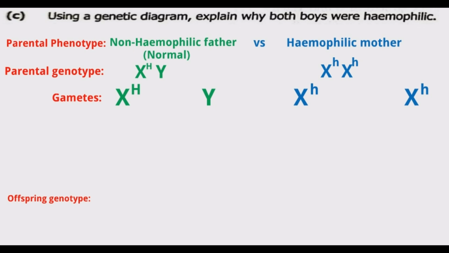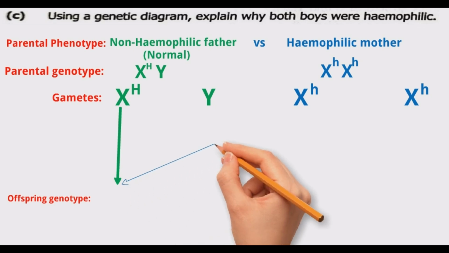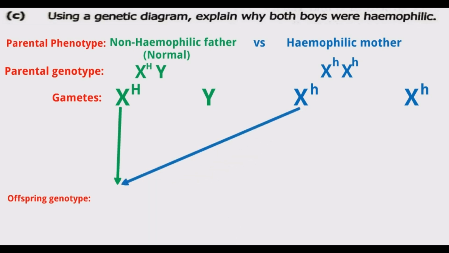To come up with the offspring genotype, first I'm going to draw the arrow from the XH of the father coming down, which is the first X of the father. Then we come to the first X of the mother, we draw a line meeting the arrow from the XH of the father, and when we meet there, we write the alleles of the chromosomes that have mixed there. So we have XH, with the H in capital letter from the father, and Xh with the h in small letter from the mother. Then we write it down there.